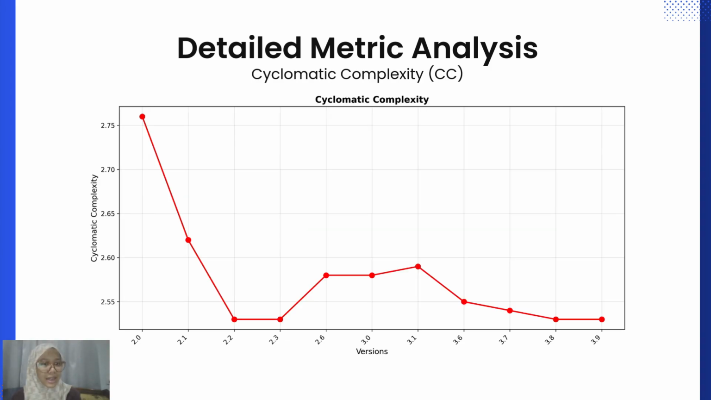While for cyclomatic complexity, overall it shows a decreasing trend from 2.76 to 2.53, which calculates to an 8.3% reduction. The decreasing CC trend is positive, indicating that despite code growth, the average complexity per method or class has decreased. This suggests good code quality practices such as method decomposition and complexity management.